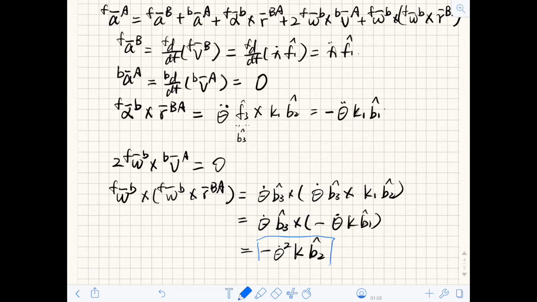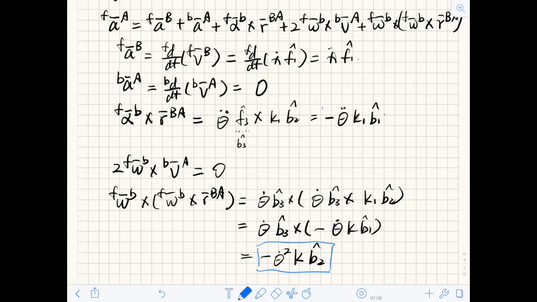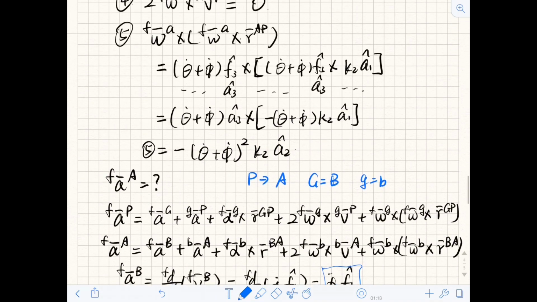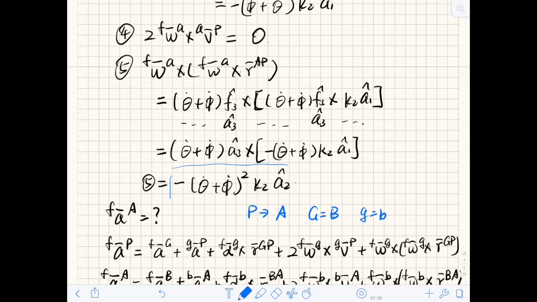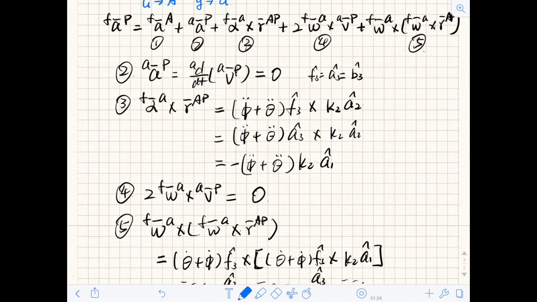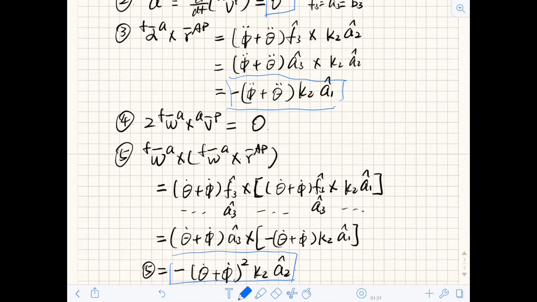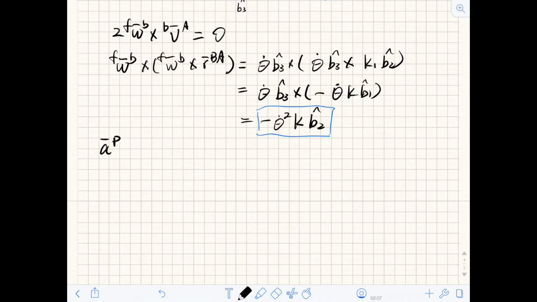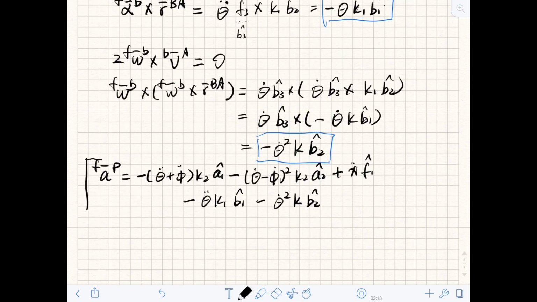You know, the acceleration term is really long. But we know the meaning of each term. And we have a lot of zeros. The acceleration of point P in F is equal to the sum of all terms.